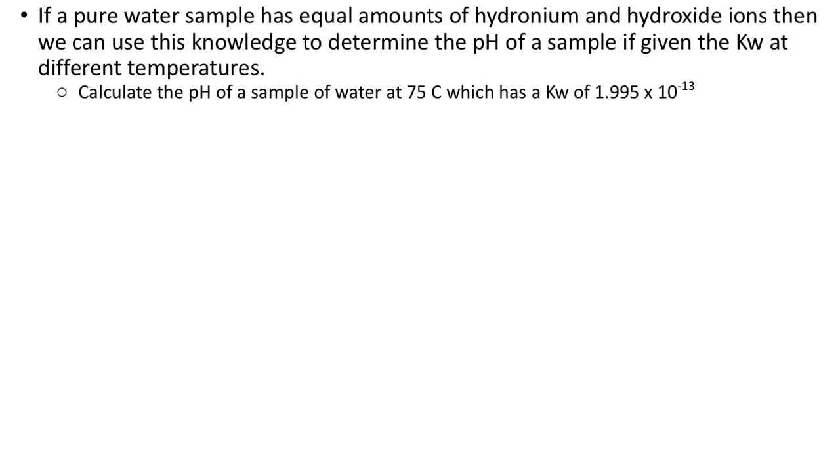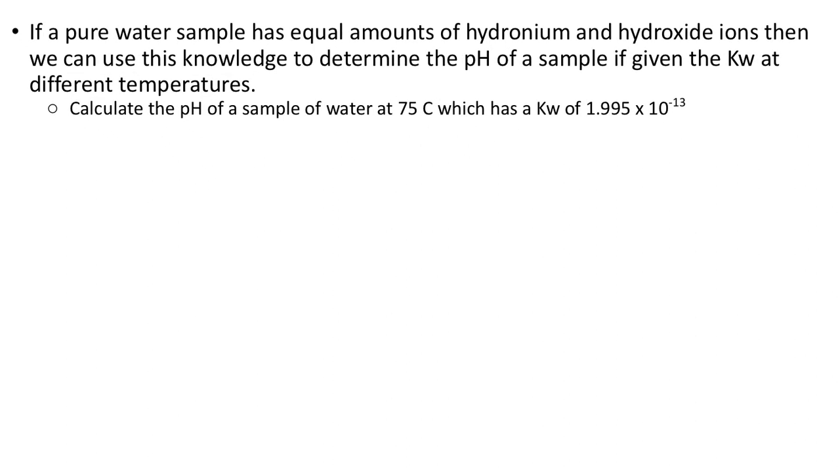So, if a pure water sample has equal amounts of hydronium and hydroxide ions, then we can use this knowledge to determine the pH of a sample if we're given the Kw at a different temperature, or even if we're given Kw at 1 times 10 to the negative 14. If Kw is 1 times 10 to the negative 14, this idea still works. But let's have a go through this.